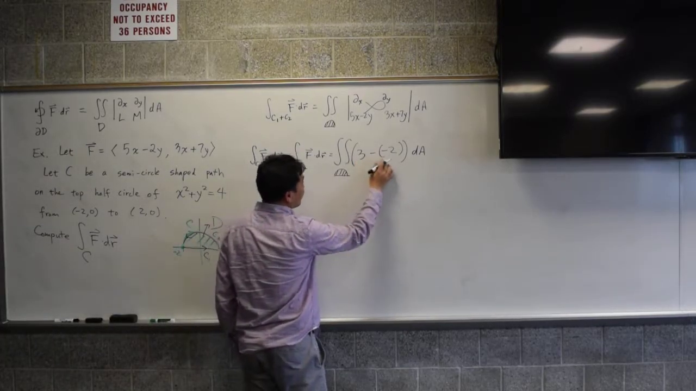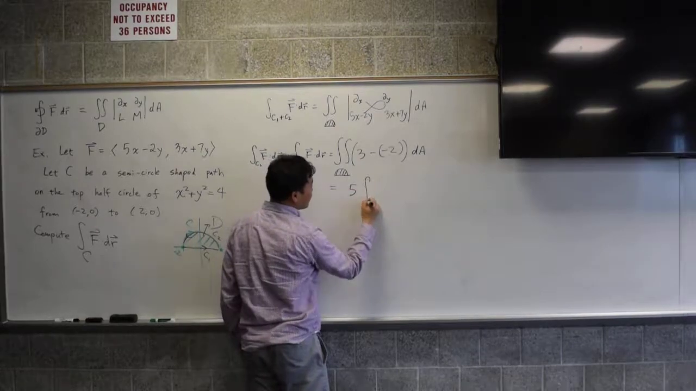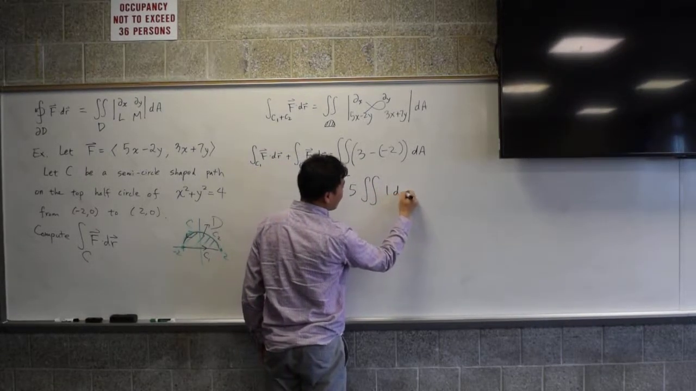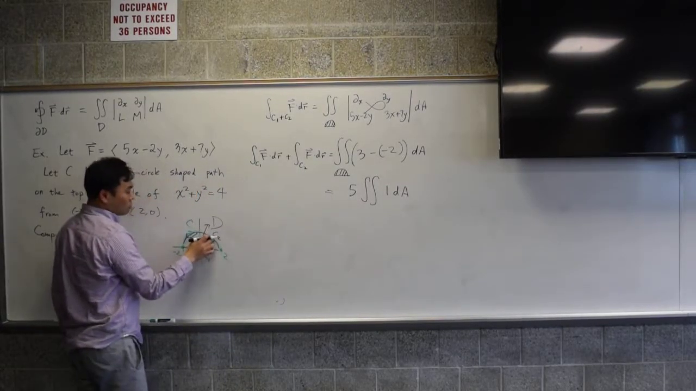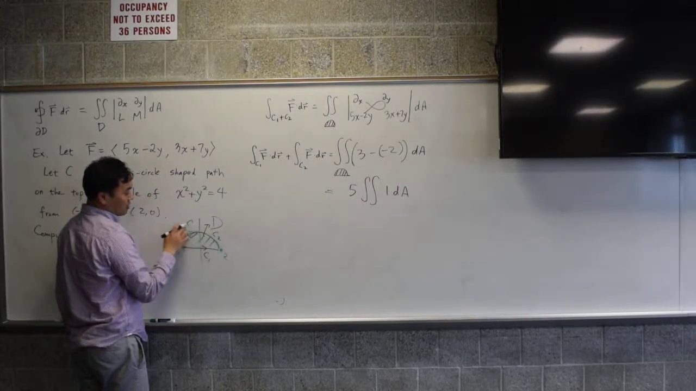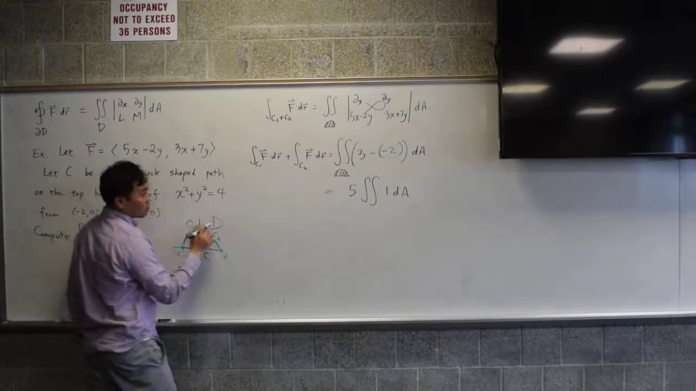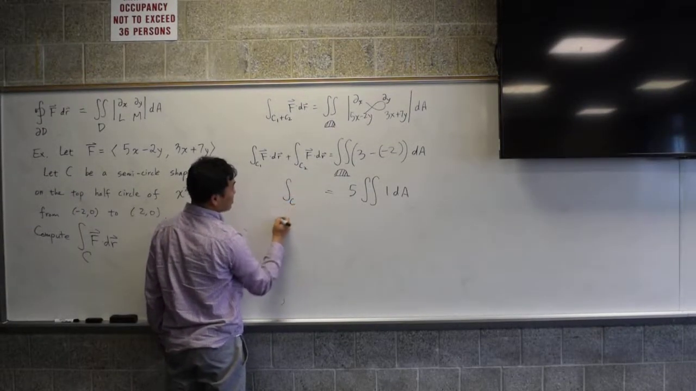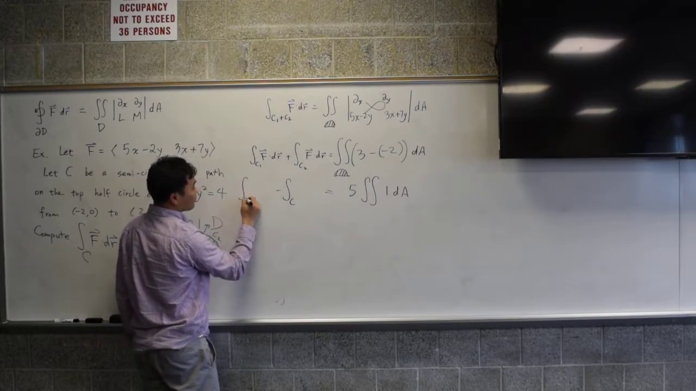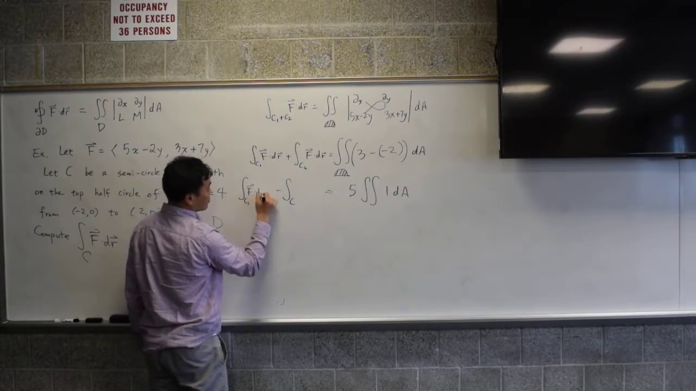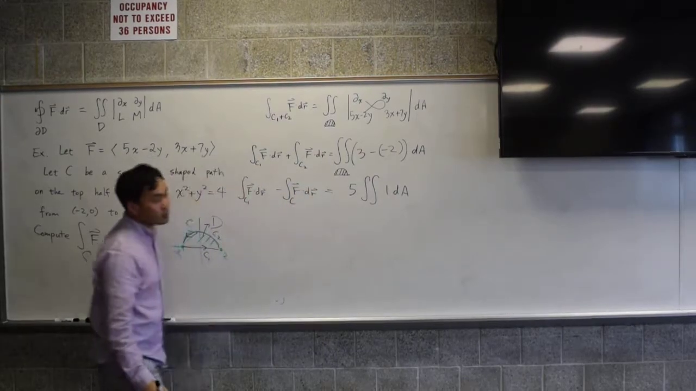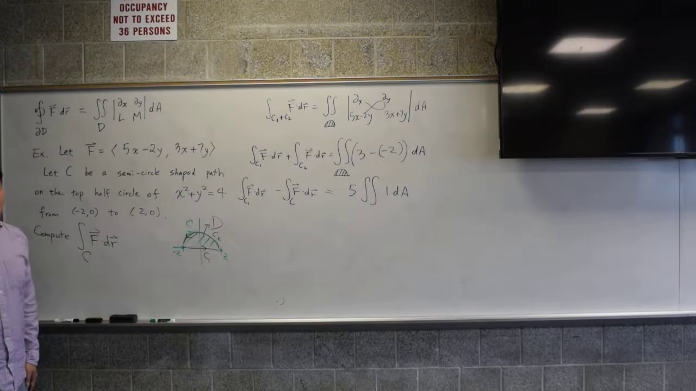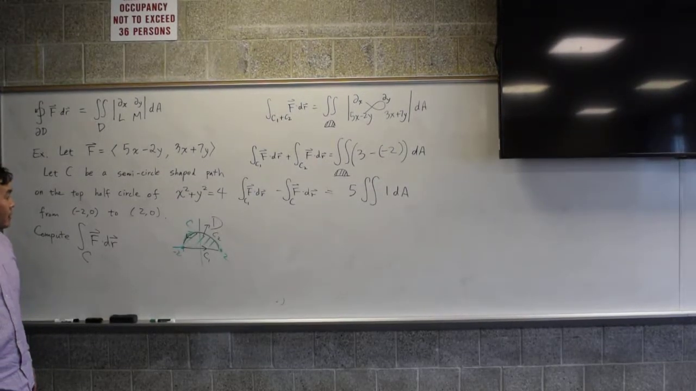Wait, this is just 5, which can be pulled outside, and I end up with 1 dA. Oh, and by the way, on the left side, I said C2 is really the opposite direction of C. So if I change this into C, I should put a minus. Okay? So this is what we have. So far, so good? All right.